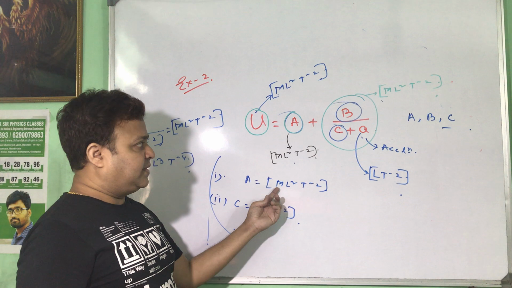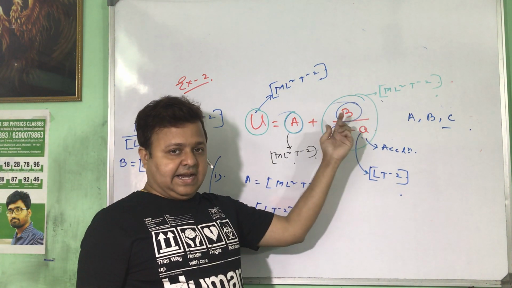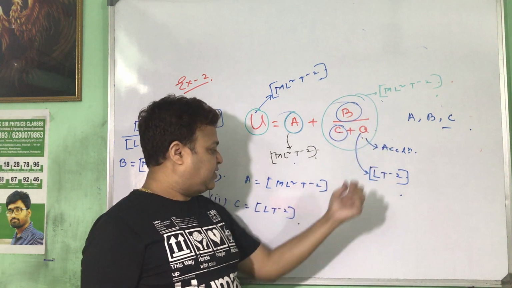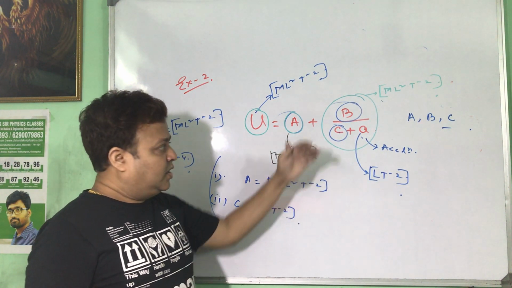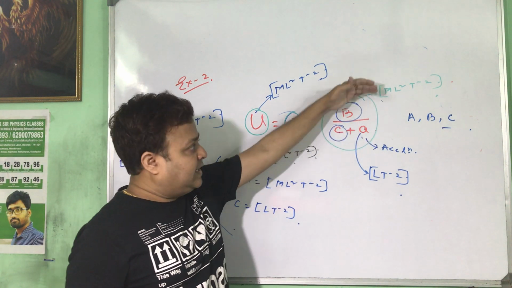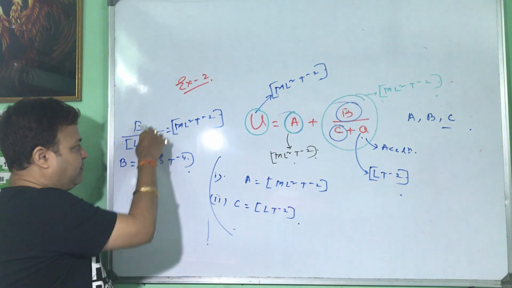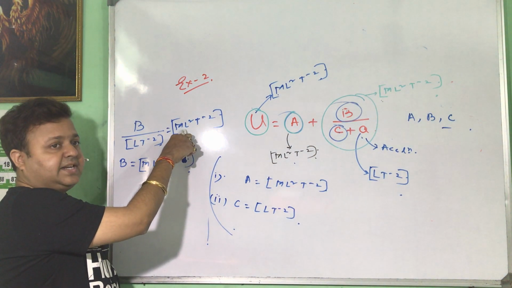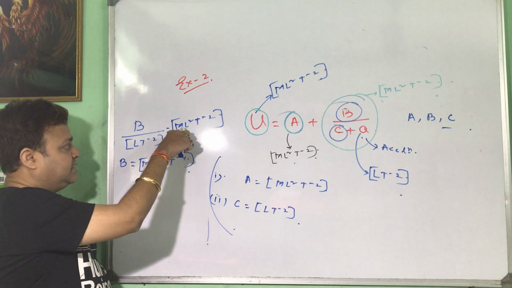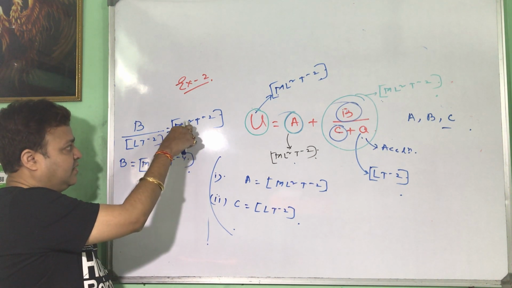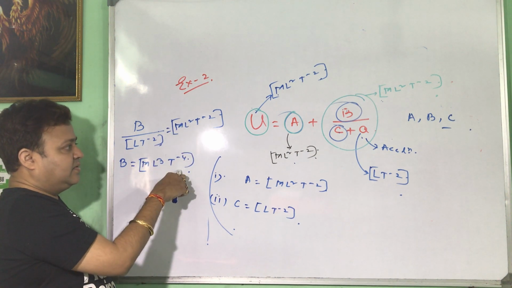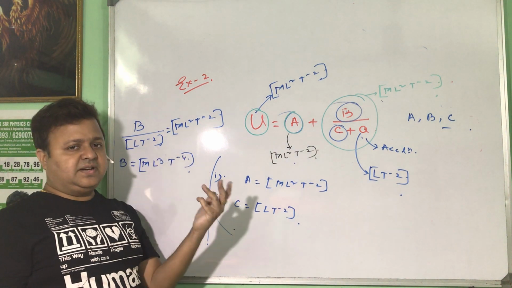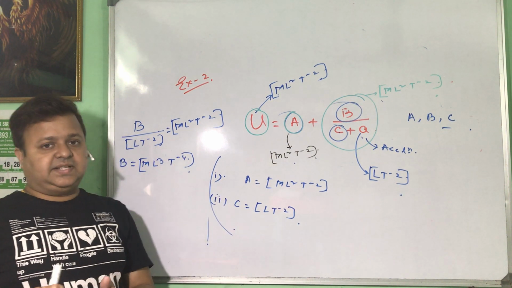So the dimension of A is this one. C plus A, we can add the same dimensional quantity according to the dimensional homogeneity. So the dimension of C is the dimension of acceleration. So B by the dimension of acceleration, LT⁻², is the dimension of energy, ML²T⁻². Cross multiplication, B equals ML³T⁻⁴. Whatever the coefficient may be, it may be 2, it may be 1, we have to find the dimension only.